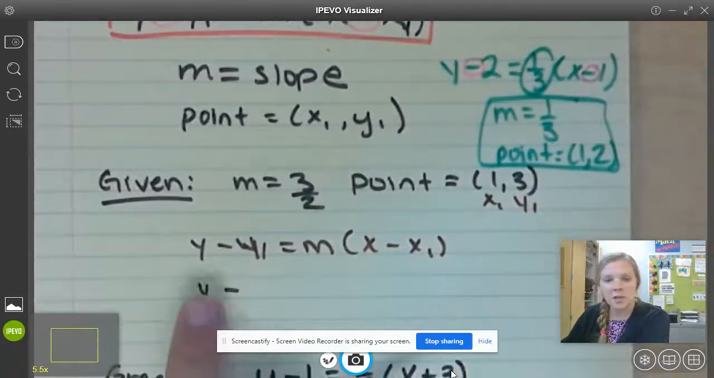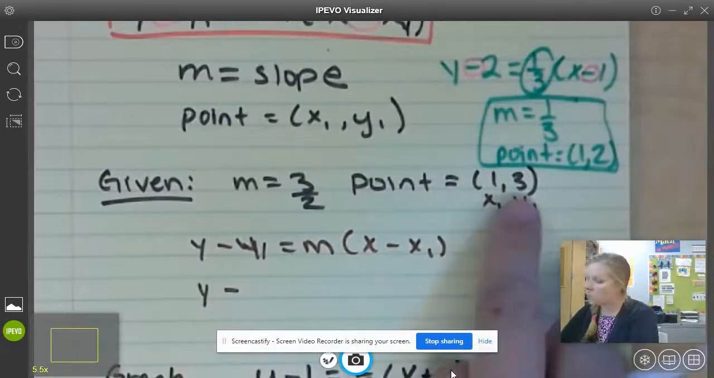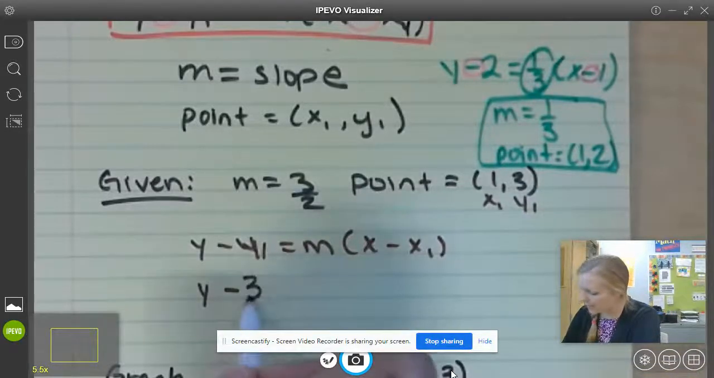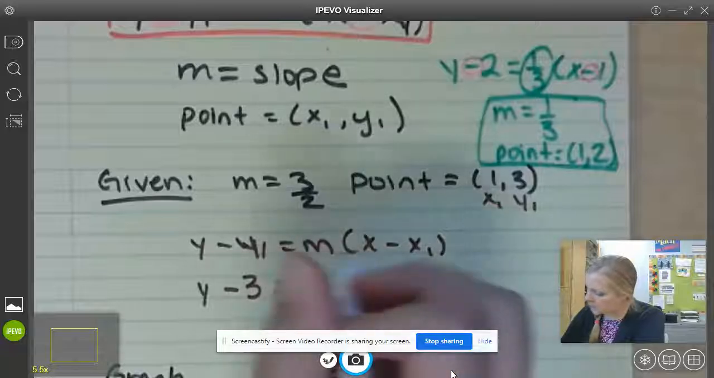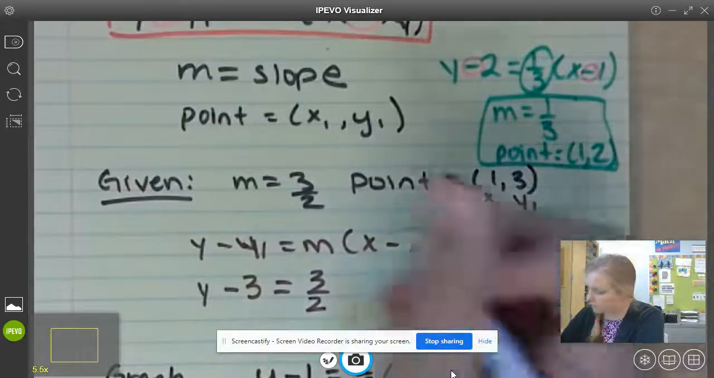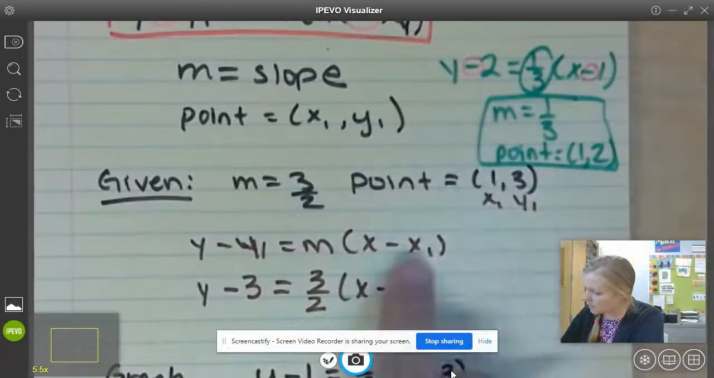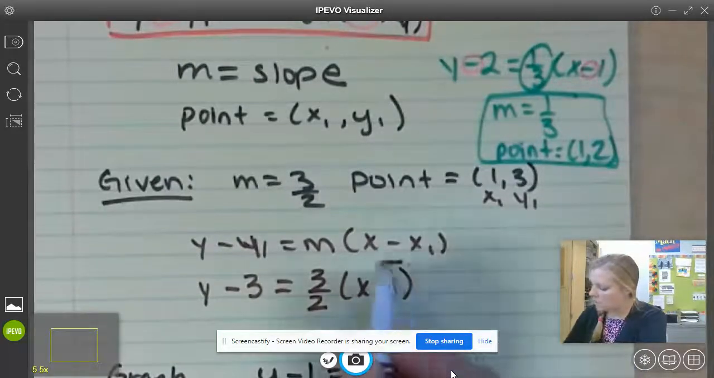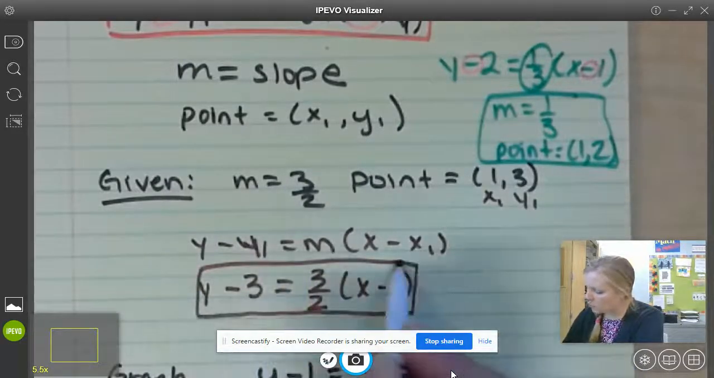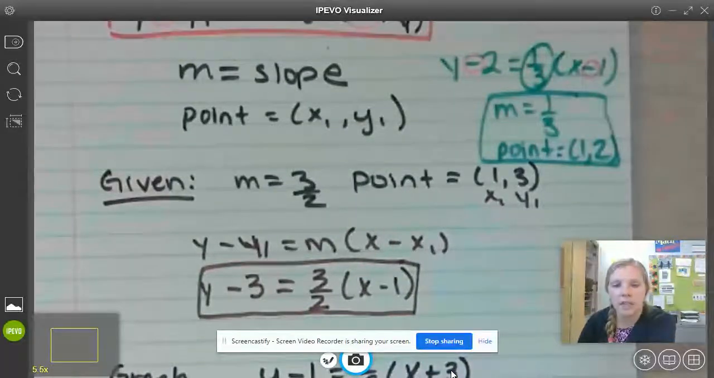So if I'm going to write the equation y minus y1, well, y1 is 3. So y minus 3 is equal to m. M is the slope, 3/2, times x minus x1. x1 is 1. So you have successfully written an equation for a line in point slope form.